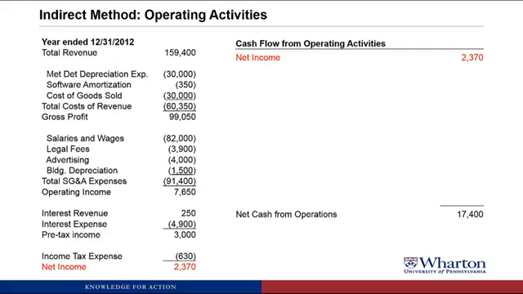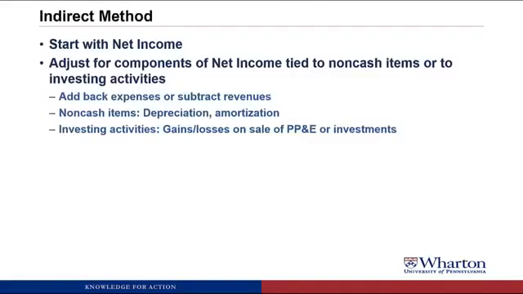Notice I already have the answer at the bottom, net cash from operations of $17,400, because whatever we do in this section, we have to get the same answer that we got under the direct method. Okay, so far so good. Next step in our algorithm was to adjust for components of net income tied to non-cash items or investing activities.